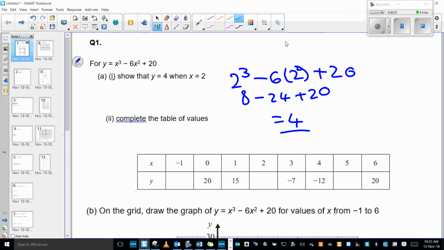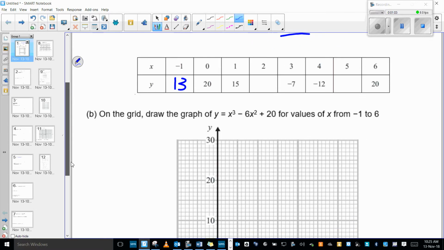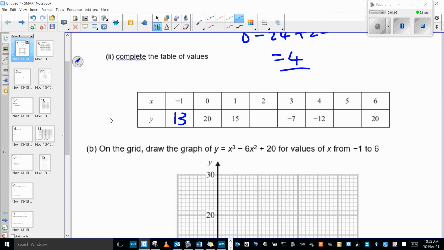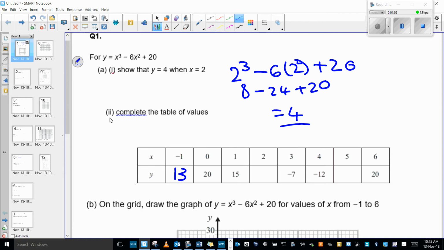So how did you complete that? So you would substitute negative 1 into this equation up here. So it would be negative 1.